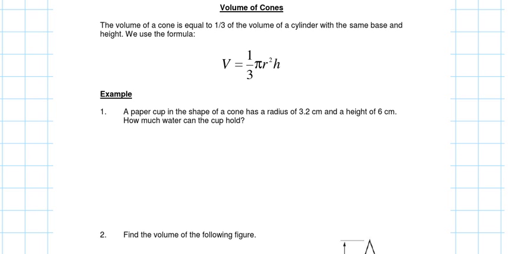So in this case, I have the cone here, right? I need the radius, and I need the height of the cone. So a paper cup in the shape of a cone has a radius of 3.2 centimeters and a height of 6 centimeters. How much water can the cup hold?